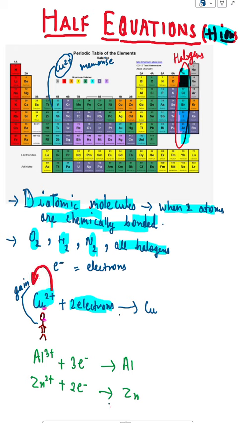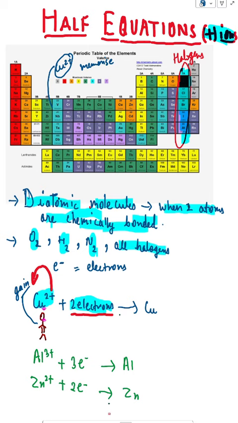Imagine that you consider copper 2 plus as a person, and if the person is gaining something, then you will have to keep that particular thing next to you. So, gaining 2 electrons means keeping those 2 electrons next to copper 2 plus. And that changes it to a copper atom.